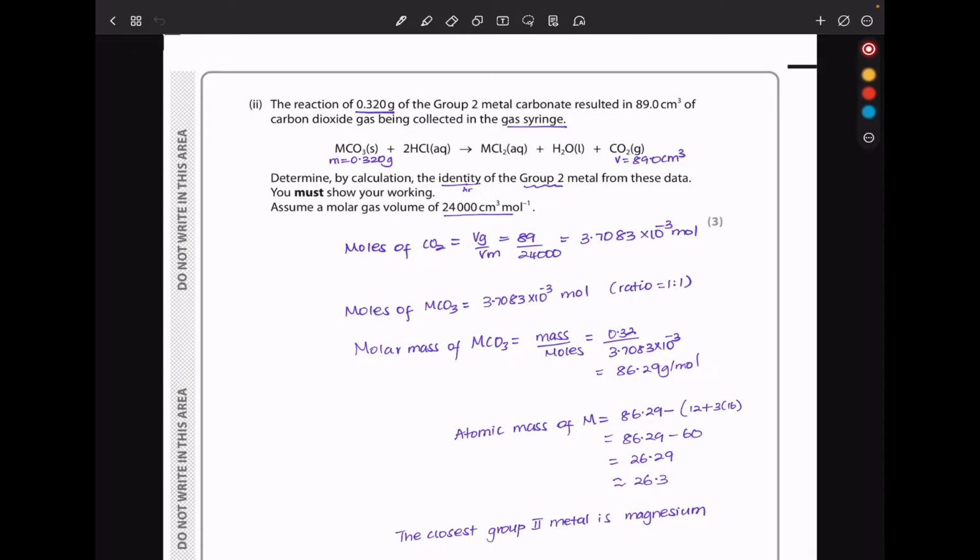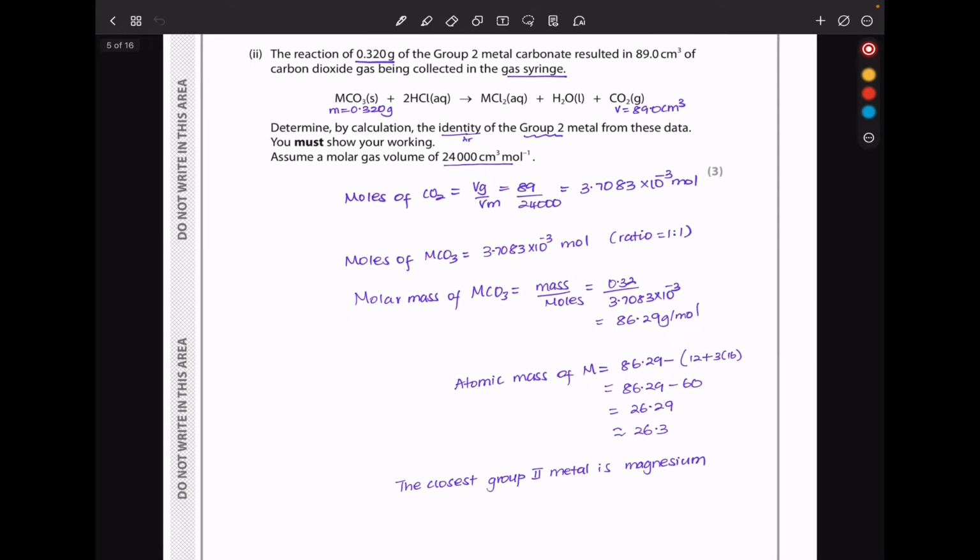Next, they say the reaction of 0.320 grams of the group 2 metal carbonate resulted in 89.0 centimeters cubed of carbon dioxide gas being collected in the syringe. And this is the equation for the reaction. We have the mass given here and the volume. They say determine by calculation the identity of the group 2 metal from this data. You must show your working and assume a molar gas volume of 24000 centimeters cubed per mole.